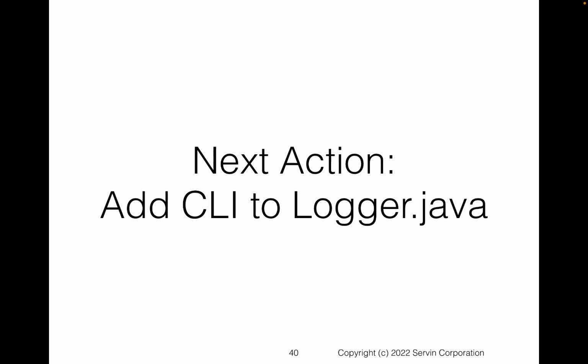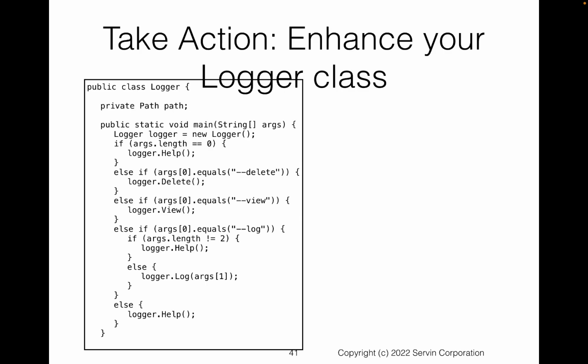Okay, we're making progress. We now need to add a command line interface to Logger.java because after all, so far we've had our methods implemented and we've tested them with our Logger tester, but we still need to put a command line interface, a CLI, on the Logger.java. So let's do that. We'll take the action to enhance the Logger class. Notice we're going to have now a public static void main. And in this, we're going to have our string array that gets passed into us as args.